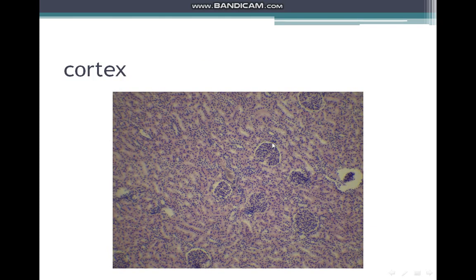At higher magnification, we can identify the renal corpuscle made by a central glomerular tuft and surrounded by Bowman capsule. These are sections in the proximal convoluted tubules that appear acidophilic in color, while sections in the distal convoluted tubules appear less acidophilic in color.